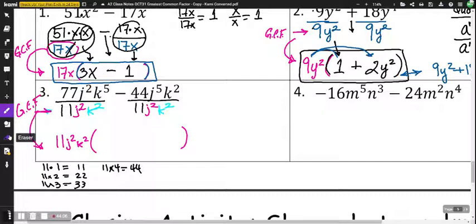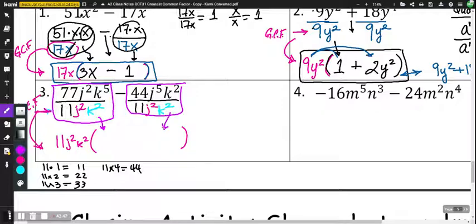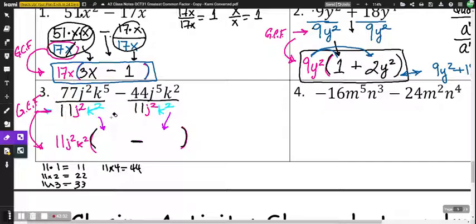And inside the parentheses, remember, I'm going to do this division, 77j squared times k to the 5th divided by 11j squared times k squared. That's going to go here, and then the answer for this is going to go here, and I have a negative in between. Okay, so let's figure this out. Let's start with the first one. So remember, 77 divided by 11.